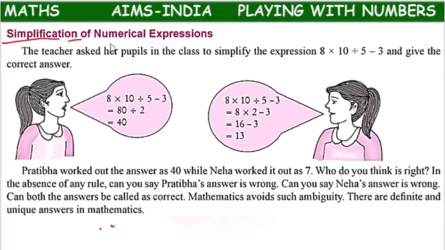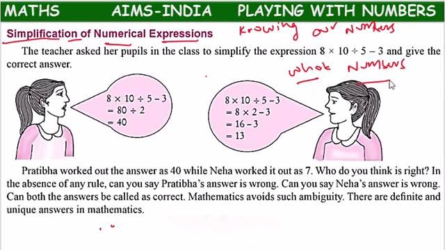Simplification of numerical expressions. Before the playing with the numbers topic, we have completed two chapters. One is knowing our numbers, and the second one is whole numbers. The two chapters we have finished already. Here, in playing with the numbers, relating to numbers, some more concepts we are going to learn.